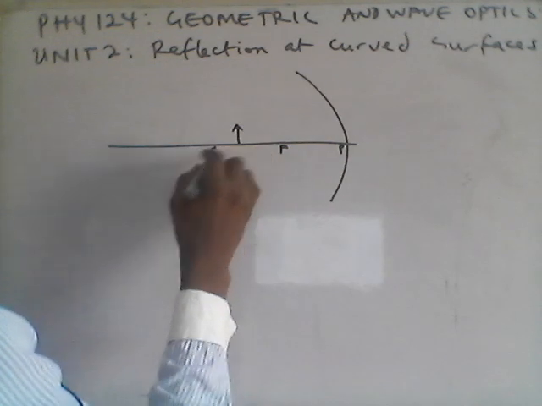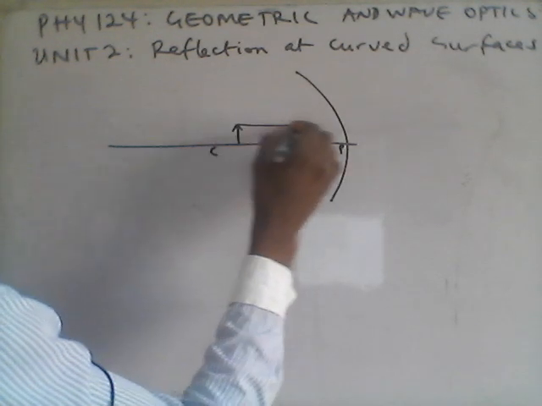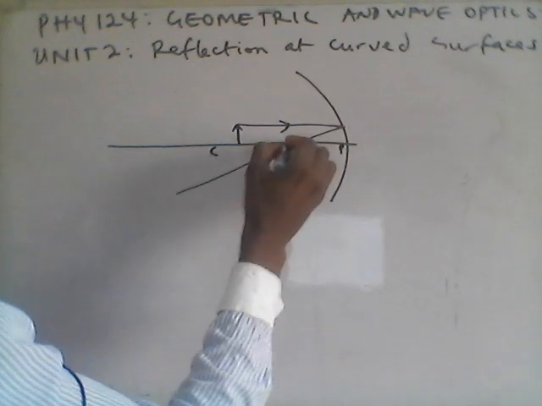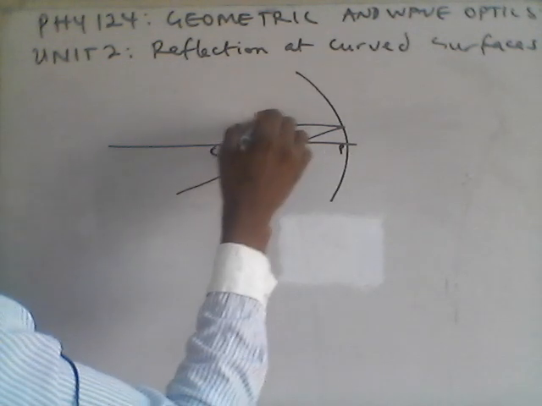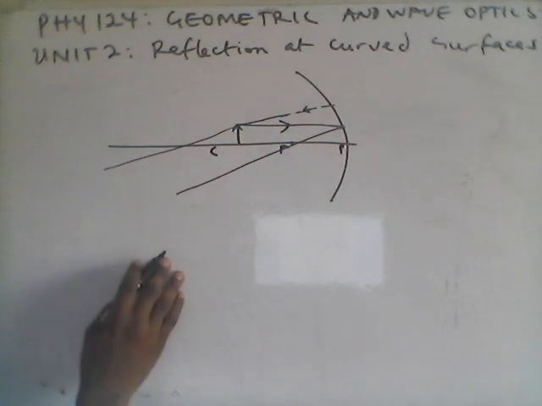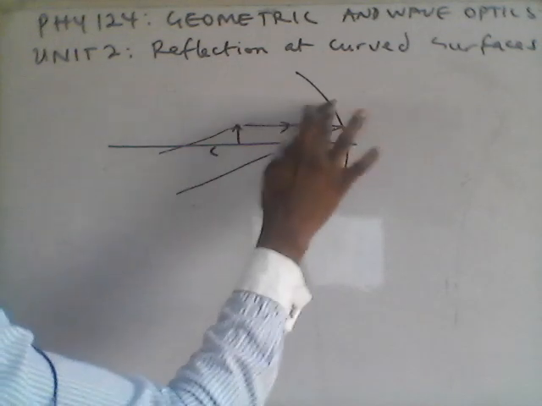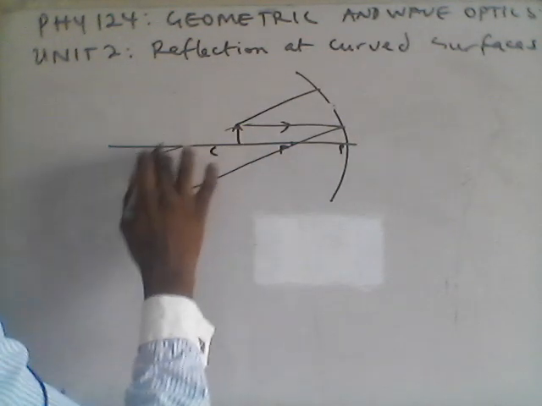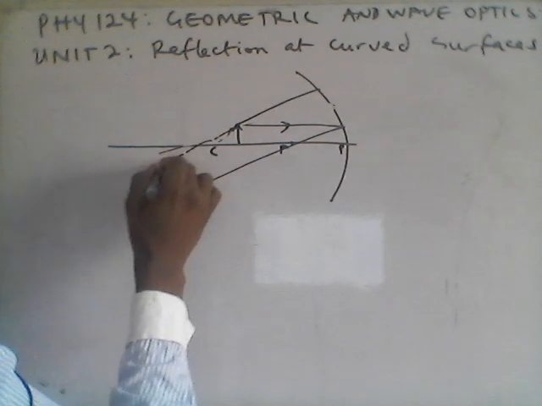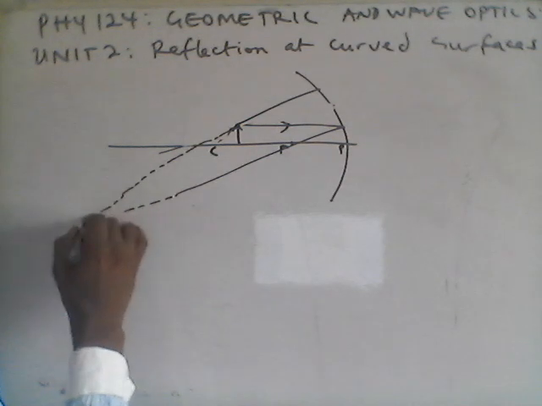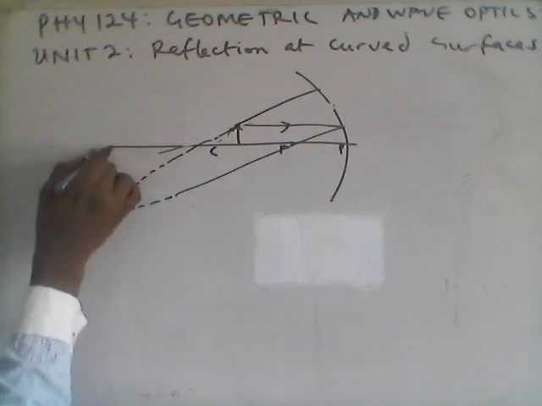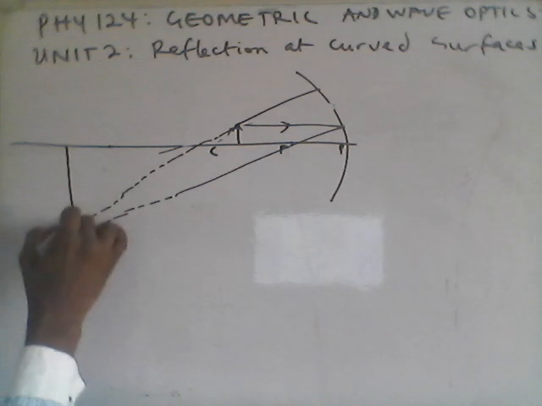The object is placed between C and F. First of all, the incident ray from the top hits the mirror and is reflected through F. This is F. At the same time, this one also hits the mirror and is reflected back through C. Because it's not drawn to scale, but normally this is what happens: the two rays will meet somewhere here. Pardon my drawing. This is it.